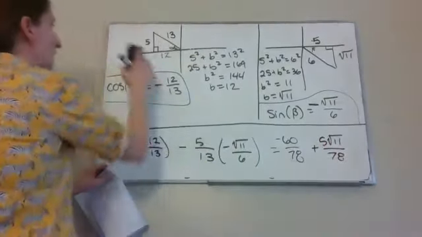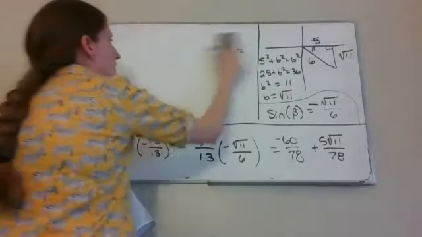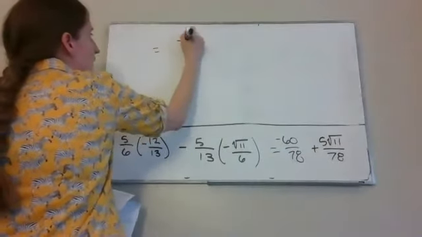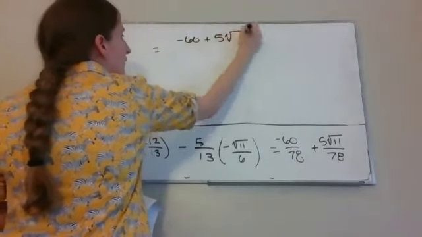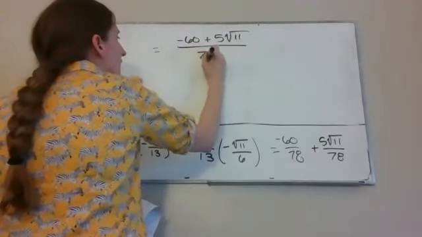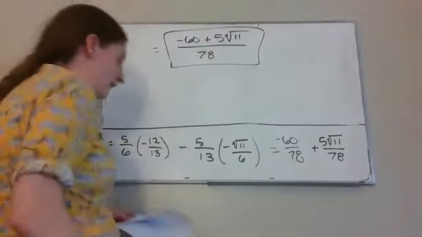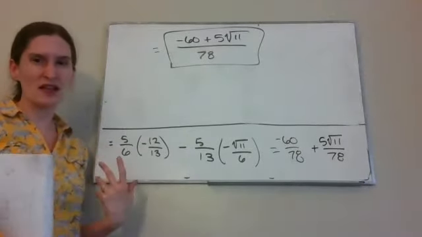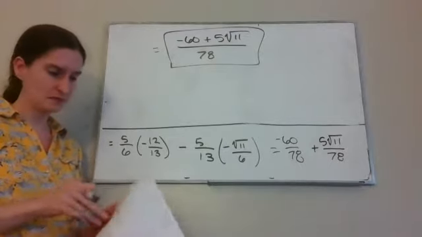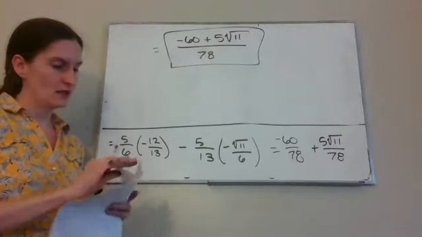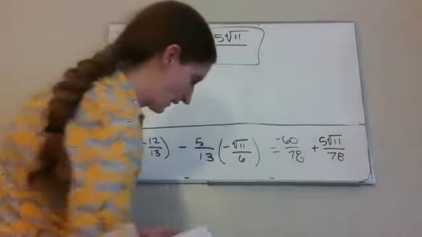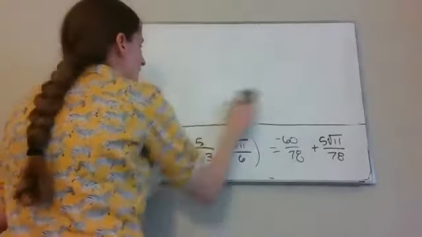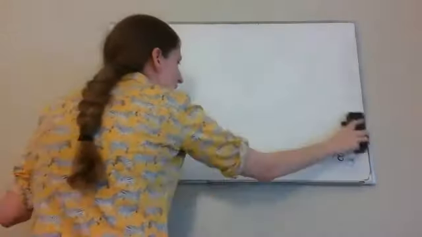And I can combine those together to write my final answer of negative 60 plus 5 square root of 11 all over 78. And that's the answer to my cosine of alpha plus beta without even knowing exactly what the angles alpha and beta are. All right, let's just keep doing some more of these examples. They get easier the more you do, so it's good to get a lot of practice in.